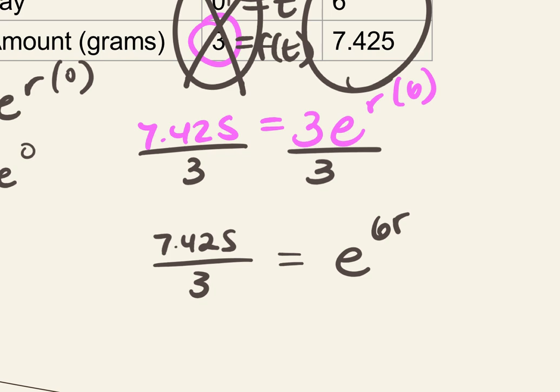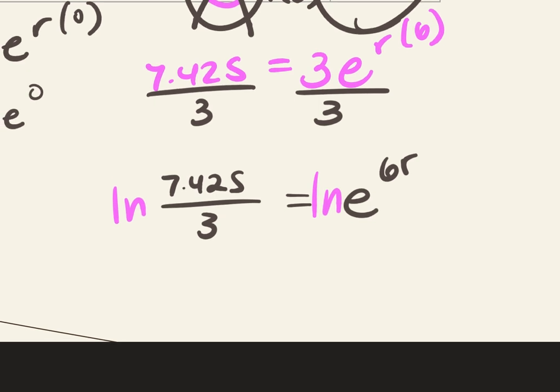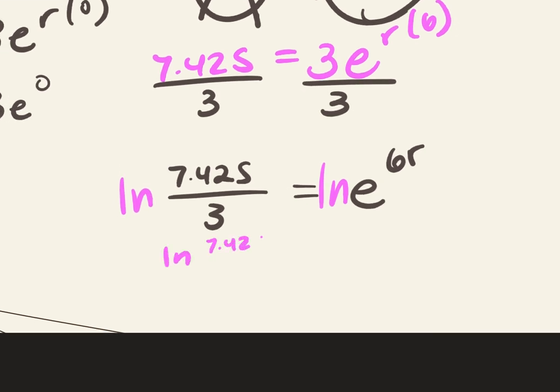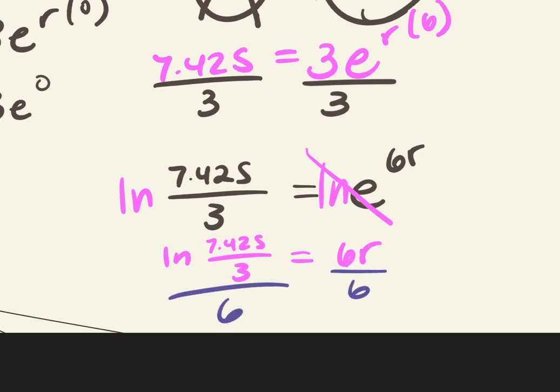Now, if I have an exponential expression and I cannot change the base to be the same, which we cannot, then we ln both sides of the equation. You can log or ln, but the benefit of lnning when there is an e is that ln of e cancels out and gives you the exponent. So now I have ln of 7.425 over 3 equals, ln and e are gone, 6r. Then I divide both sides by 6. In the calculator, I do that whole thing: ln of 7.425 divided by 3, close your parentheses, and then divide that by 6.